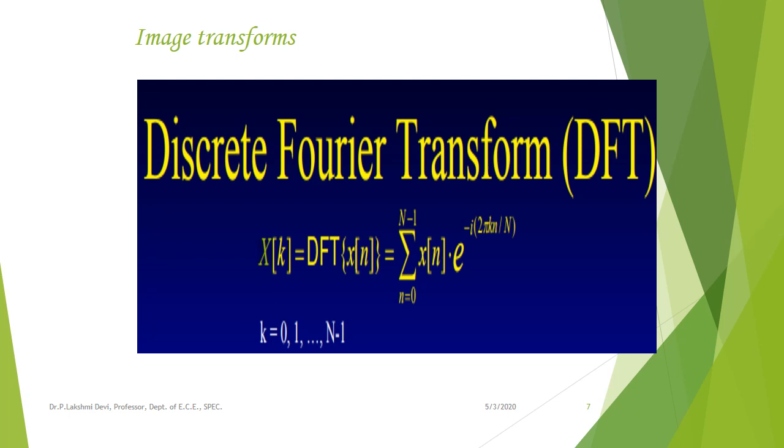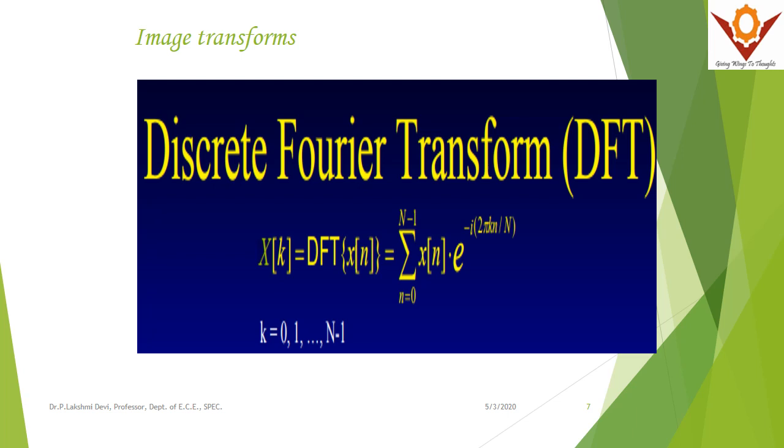particular session. So the discrete Fourier transform for one dimension, how do you represent it? X of k is equal to the discrete Fourier transform of x of n, that's equal to sigma n equals 0 to N minus 1, x of n into e power minus j 2 pi k n by N, where this k varies from 0 to N minus 1.